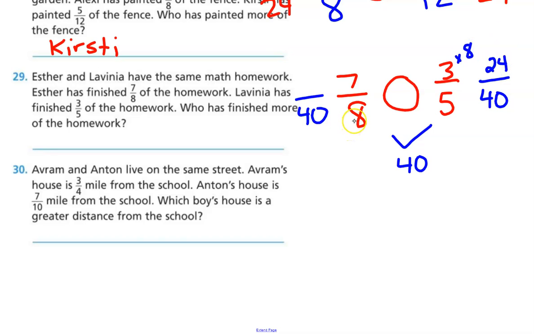And then over here, how did I get from 8 to 40? That's times 5. So then what's 7 times 5? That's 35. So yes, absolutely, Esther has been able to get more of her homework done.